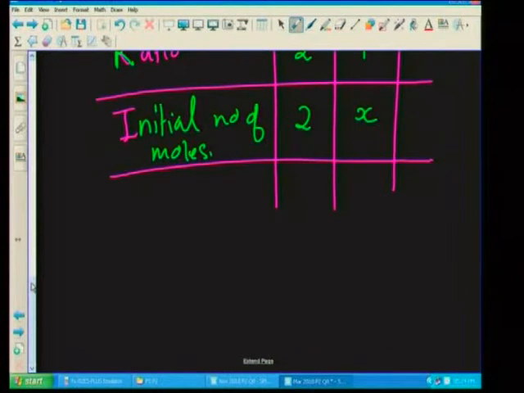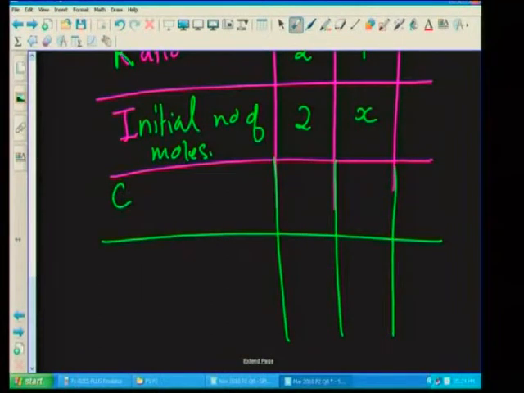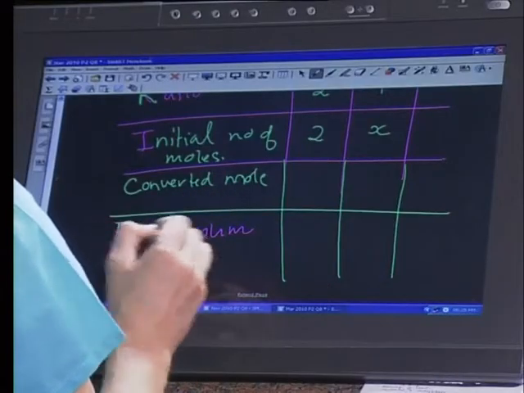Okay? The next one we have over here is C. Now, I'm not sure what John uses the C for, but I teach my children that that's the stuff that is consumed, or converted, or used during the reaction. So this is your converted moles. And for this, you're going to need the ratio. Okay, and then lastly, the E stands for your equilibrium. And over there at the equilibrium, that is going to be the number of moles.